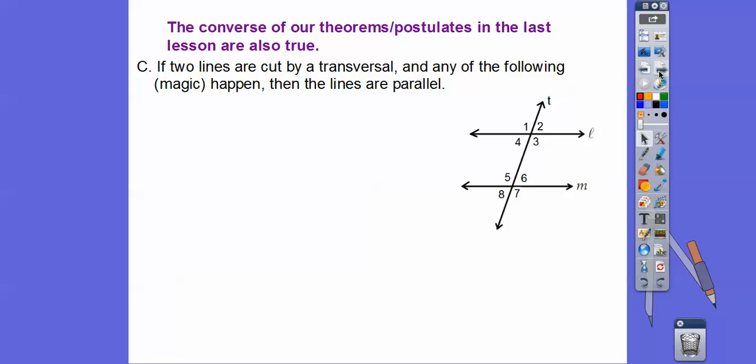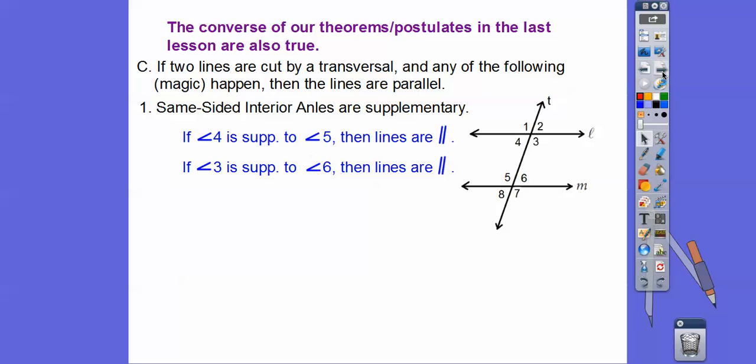So if two lines are cut by a transversal and any of the following good stuff happens, then the lines are parallel. So here we go. If the same-sided interior angles are supplementary, then the lines are parallel. So if I can show that 4 and 5 are supplementary, or 3 and 6 are supplementary, then the lines are parallel. Okay? Remember, the last lesson was if the lines are parallel, then the same-sided angles are supplementary. This lesson says if the same-sided interiors are supplementary, then the lines are parallel. So they're the converses. Okay?